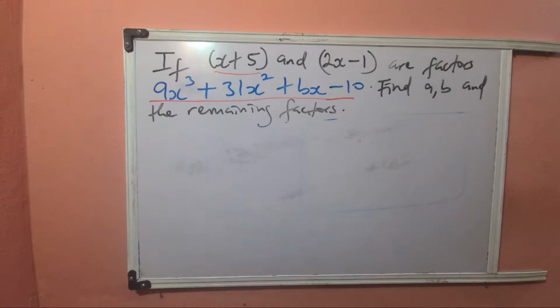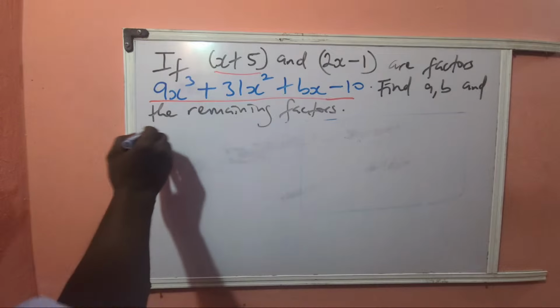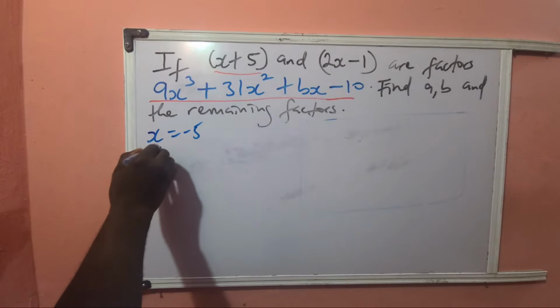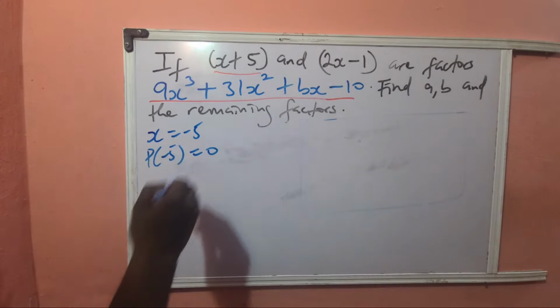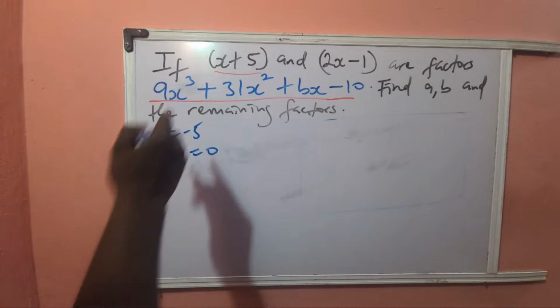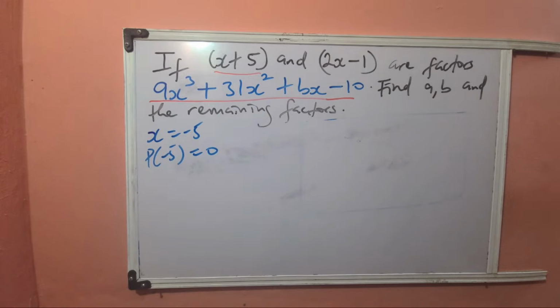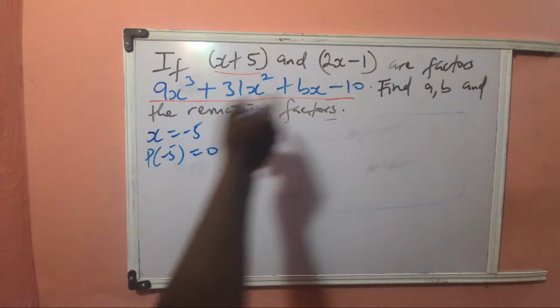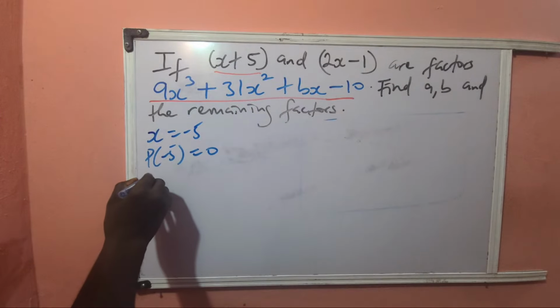All right, now look at what we have here. Since we said x plus 5 is a factor and 2x minus 1 is a factor, that means, of course, x equals minus 5, and that means p of minus 5 should be equal to 0. And what this means is that fixing minus 5 into this particular equation, we should get 0.